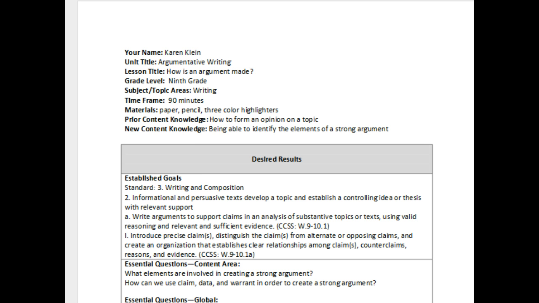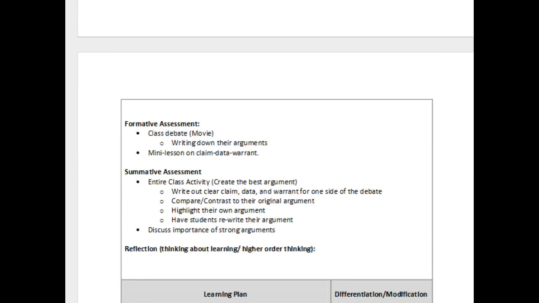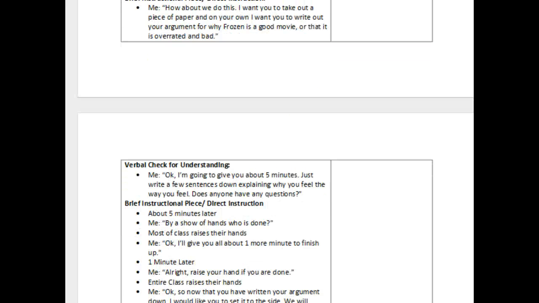There's just one tweak I would add to this. Let me show you where it is. Okay, so evidence outcomes, your students will be able to, everything looks great, all right? So context or hook, wonderful, I love it, okay? This brief direct instruction piece, like, write down what you think, love it, okay?